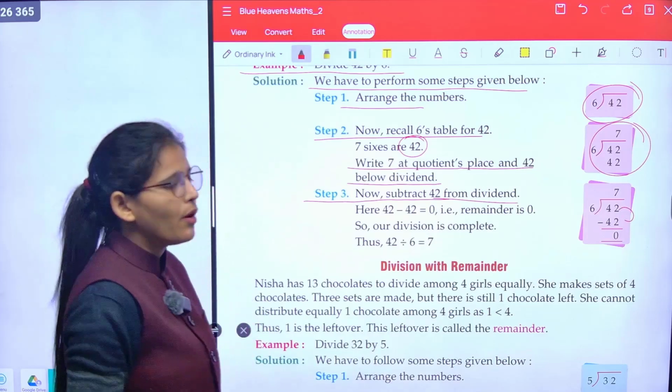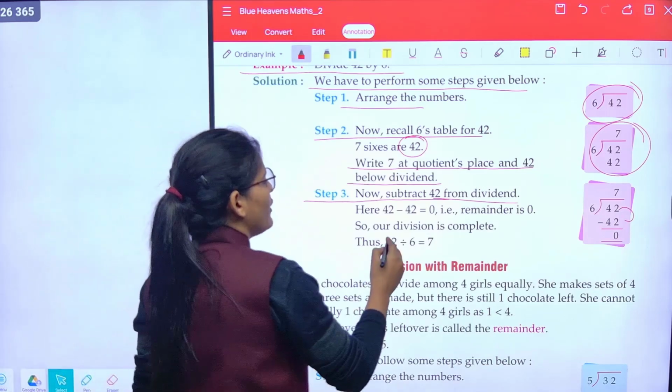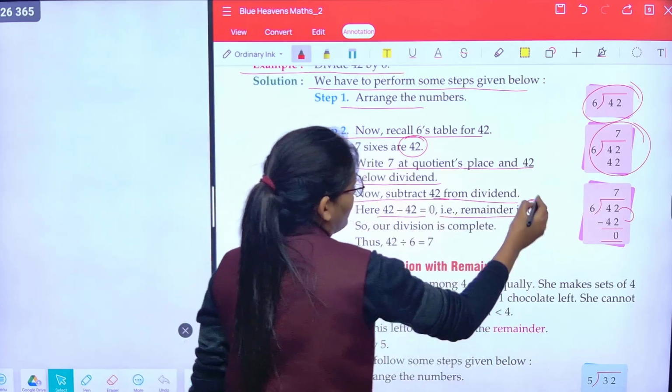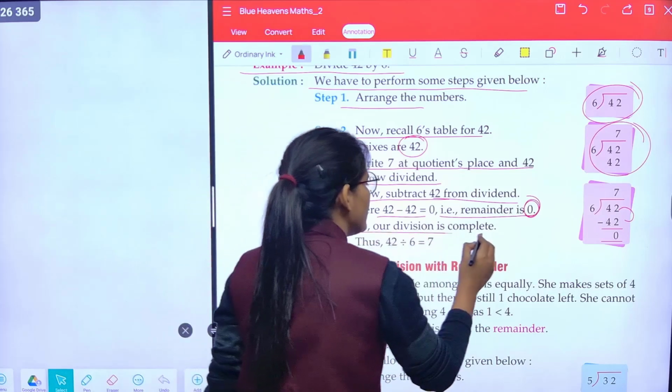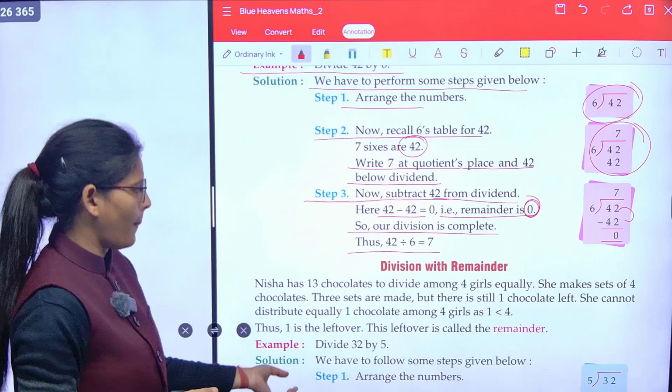अब हम 42 को dividend से subtract करेंगे. So 42 minus 42 is equal to 0. That is, remainder is 0. So our division is complete. Thus 42 divided by 6 is equal to 7.